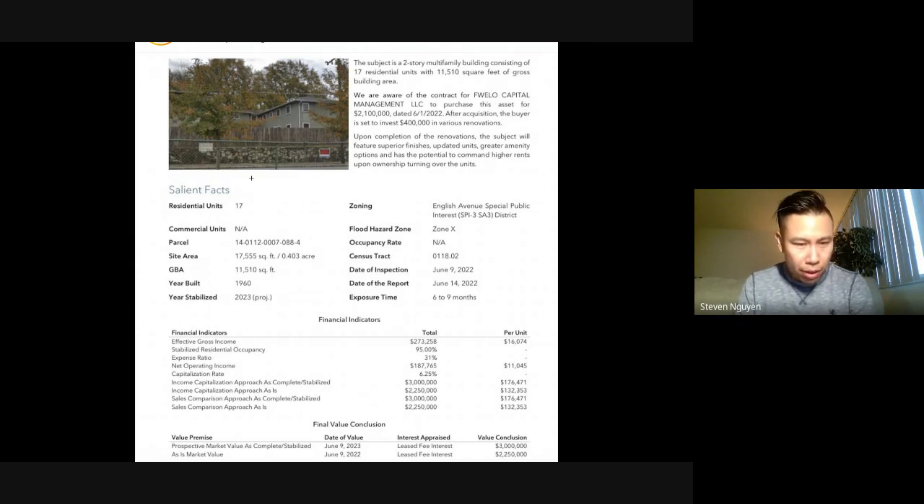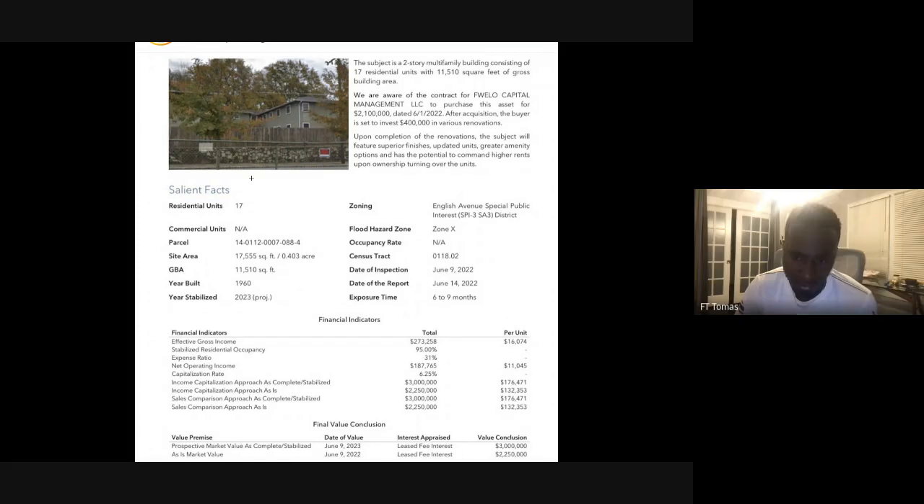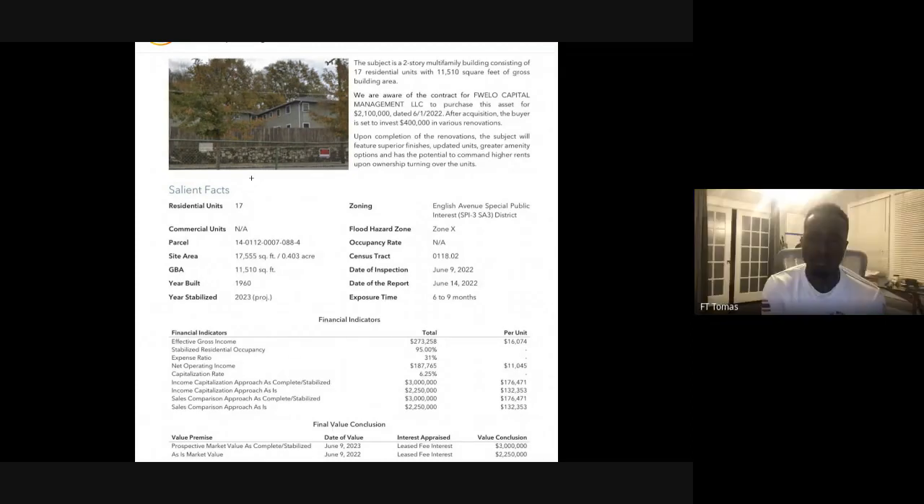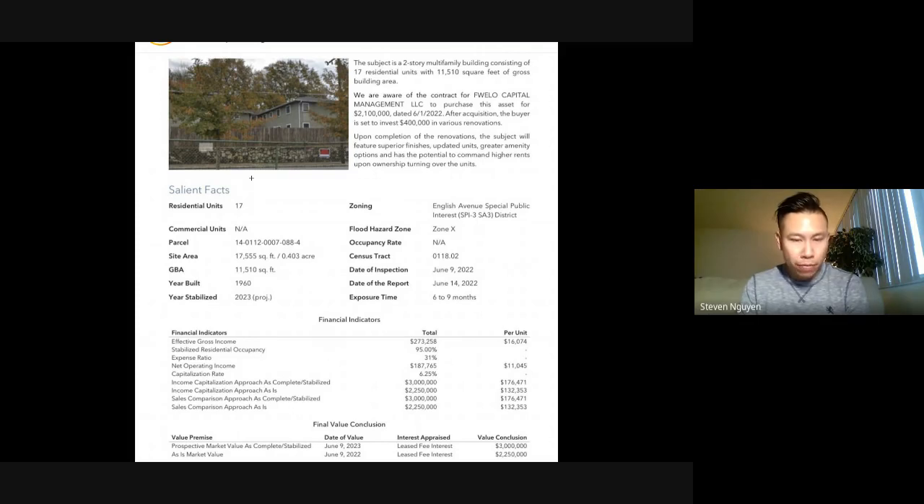And right here they have valuations, right? So income approach as completed, stabilized. So this is assuming that you execute this plan, right? What's the plan? Are you renovating everything and you're going to rent it at market rent? That's probably what they're referring to. So they think that's worth 3 million, right? And as is, it's worth 2.2 million. So this guy bought it with 100K, 150K equity day one.